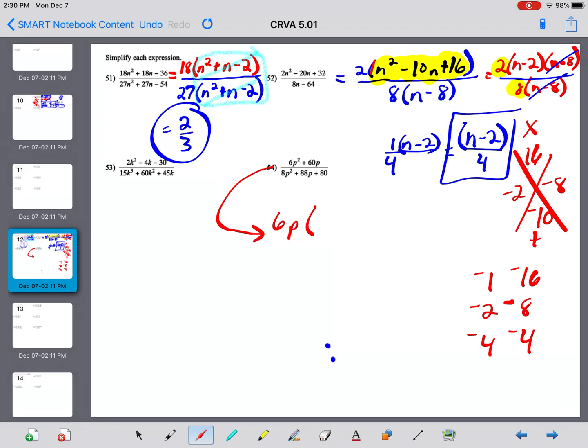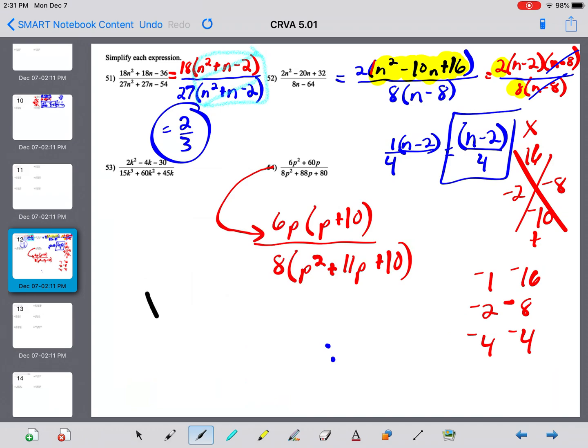So we can factor a 6p out of the top. So we have p plus 10. And on the bottom, we can factor an 8 out of everything. So p squared plus 11p plus 10. And then I'm going to do the work over here. Numbers that multiply to 10 and add to 11. That's 10 and 1. That's kind of a tricky one. Sometimes people don't see that.